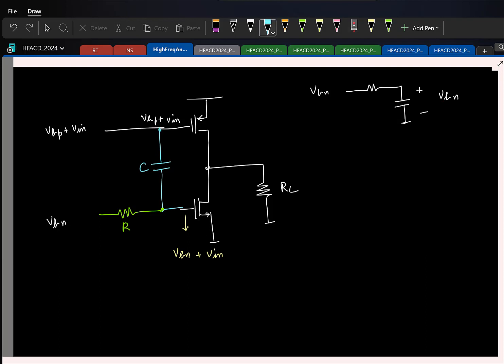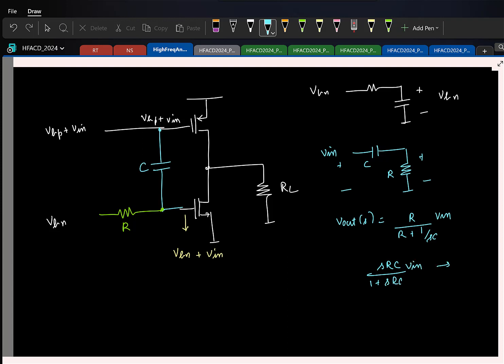With respect to the small signal, I have Vin given to a capacitor and a resistor, right? So if I write in Laplace, what is Vout of s? It's voltage division. So we have R over R plus 1 by SC. So this becomes SRC by 1 plus SRC times Vin.